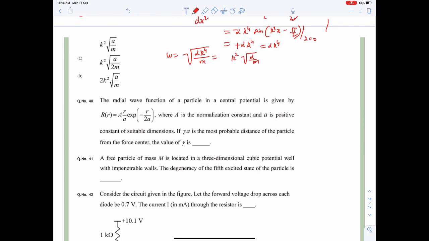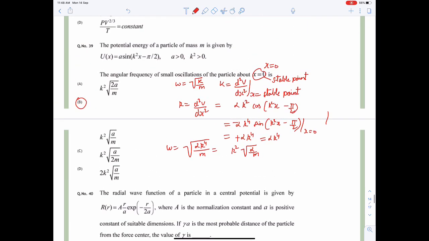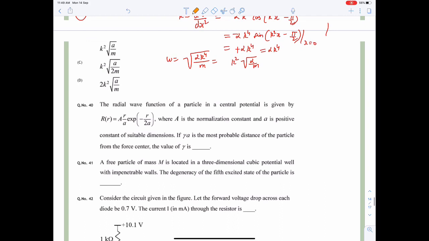So now, this question we have also done. Now question number 40 we have to do. See, this is the radial wave function you have been given. You have to tell the most probable distance. Firstly, clear the concept that the most probable distance is where dP(r) by dr is equal to 0. So this is your most probable state.